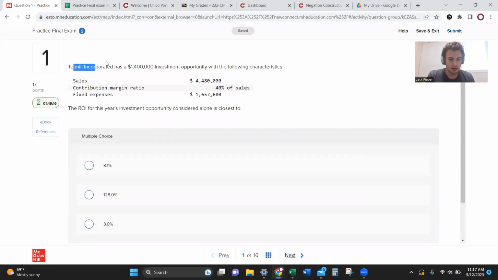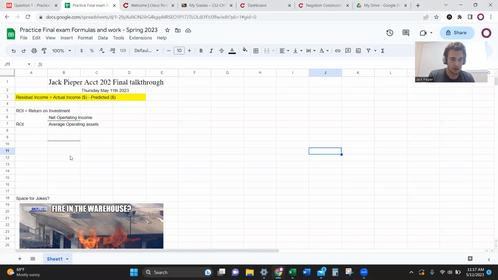All right. So the corporation has a $1.4 million investment opportunity with the following characteristics: sales, contribution margin ratio, fixed expenses, and we're looking for the ROI on this investment opportunity. Okay. So if we go over here, we can see the ROI is our return on investment. And the way you get that is you take your net operating income divided by your average operating assets.